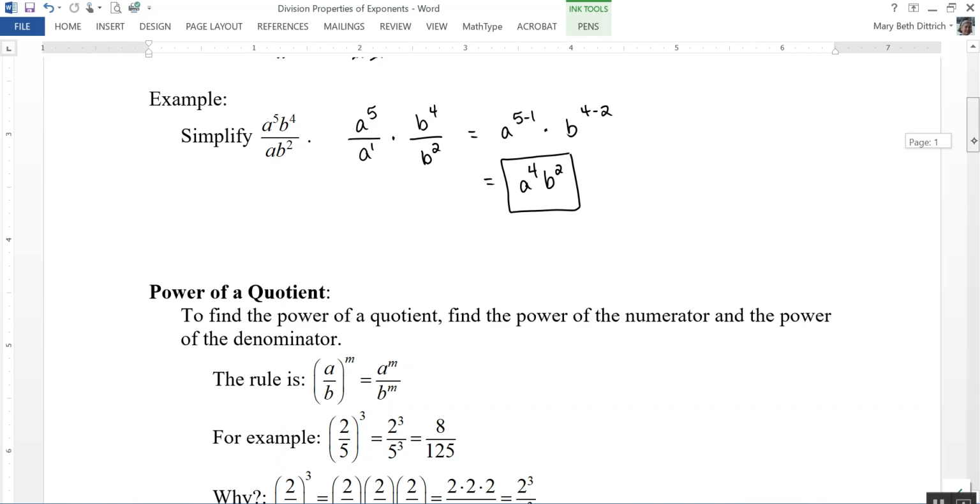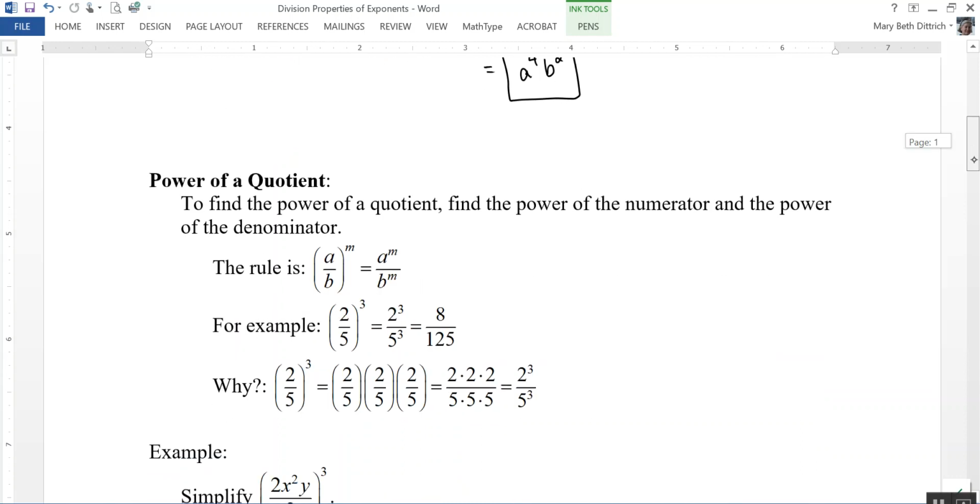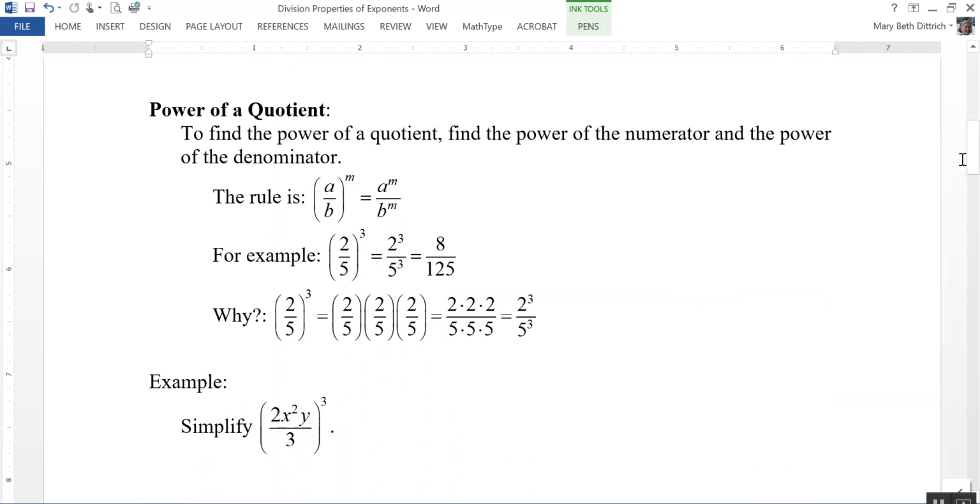Next rule we want to take a look at is called the power of a quotient. So if we have a quotient, if we have two things being divided and we're raising that to a power, that's going to be the same thing as the numerator being raised to that power and then the denominator being raised to that power. So if a divided by b is all raised to the power of m, that's the same as a to the m divided by b to the m. So for example, 2/5 to the third power is the same as 2 to the third power over 5 to the third power. 2 to the third power is 8, 5 to the third power is 125, so that would simplify to 8 over 125.